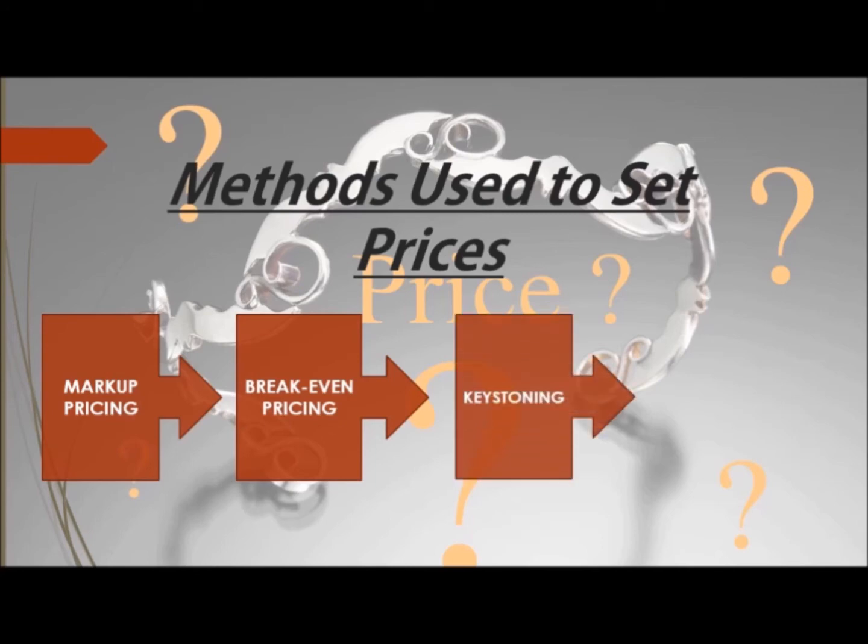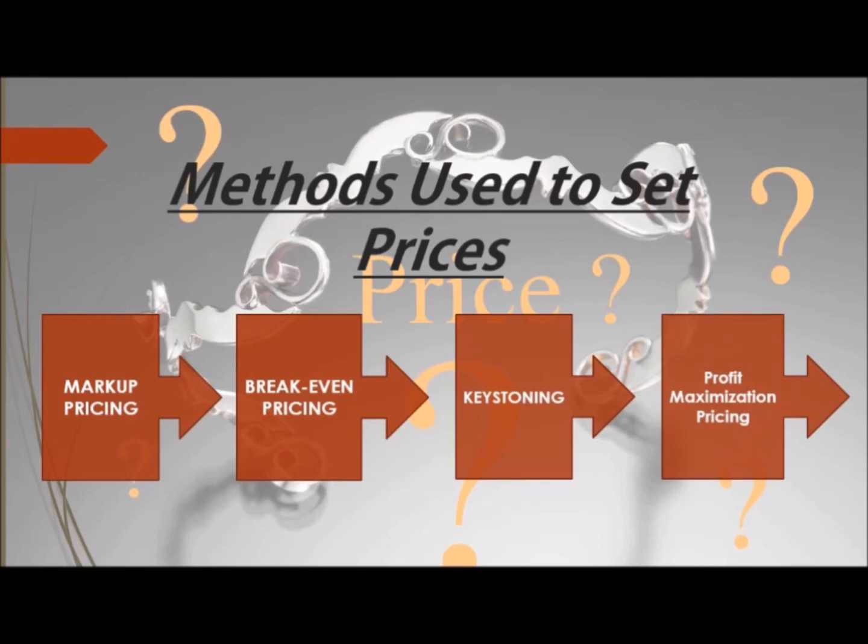Third is keystoning. Keystoning is a gross margin that is 100% of the cost price or 50% of the sale price. Any item selling at twice the price for which it was bought or produced is said to have a keystone markup. The last one is profit maximization pricing. In economics, profit maximization is the short-run or long-run process by which a firm determines the price and output level that returns the greatest profit.